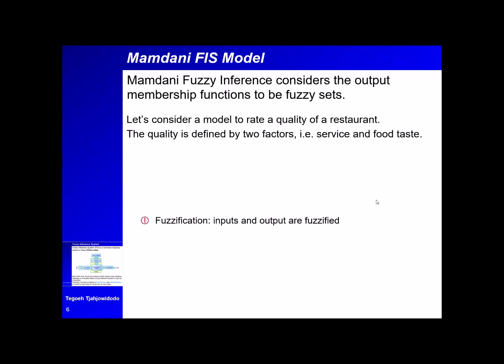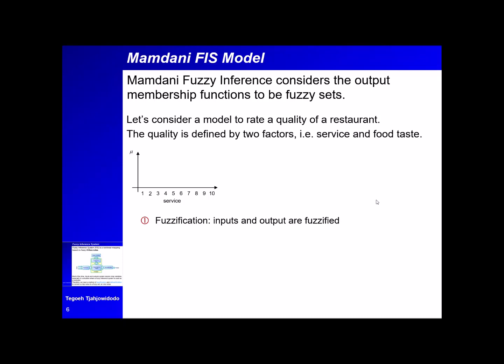This is what I'm going to do. We will fuzzify the input first. I will start with the service. If I want to quantify the quality of the service of the restaurant, the most straightforward way, probably, is to give a scale from 1 to 10.